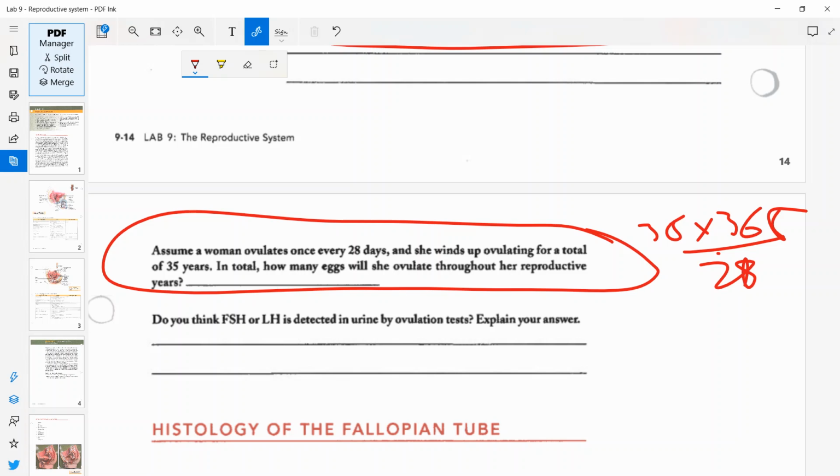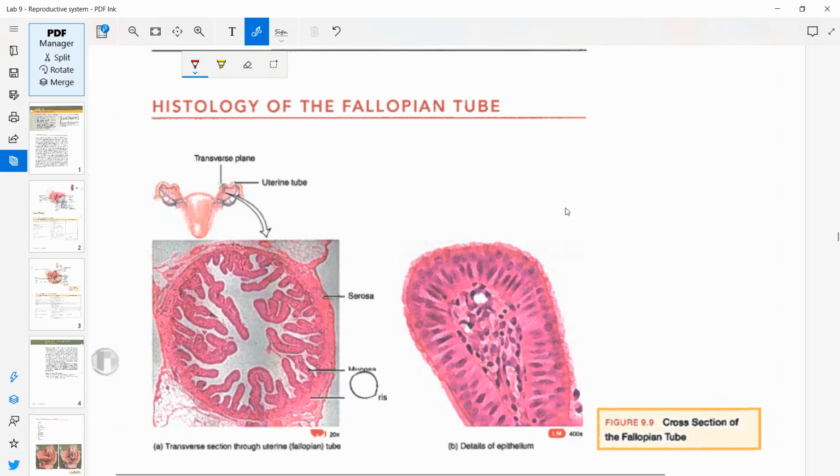Now, what is detected in urine by ovulation tests? It is luteinizing hormone, because spike in luteinizing hormone stimulates the ovulation.